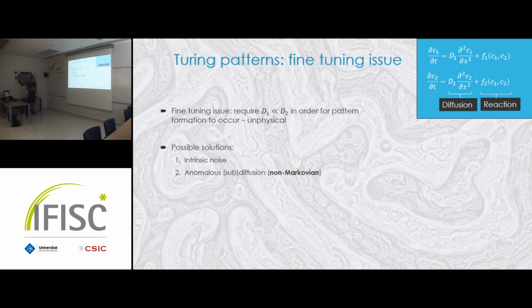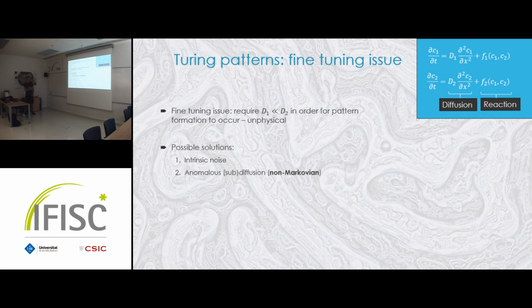So the issue was that in order for Turing's mechanism to work, most often, what you have to have is rather different diffusion coefficients for one chemical species and the other. And that's kind of unphysical, because if you were to put two chemicals in the same sort of environment, you would expect them to have roughly similar diffusion coefficients if the size of the molecules were similar. So either you have to have these very different diffusion coefficients in order to get this pattern formation, or you have to fine-tune the reaction rates, and that's kind of cheating, isn't it? And so this is why we call this the fine-tuning issue.